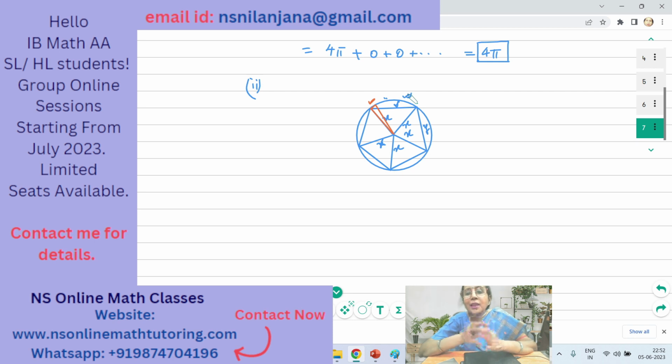Okay? The inscribed regular polygon is becoming a circle. And the area of the circle will be equal to the perimeter of the circle. What is the perimeter of the circle? It is the circumference of the circle. Okay, so let us write that.